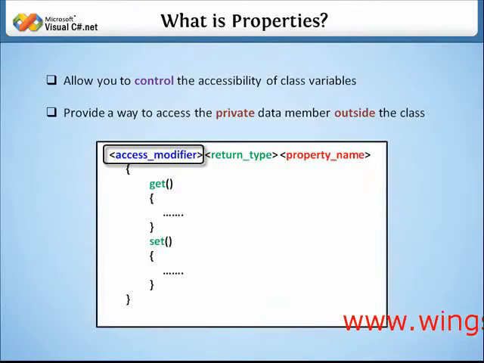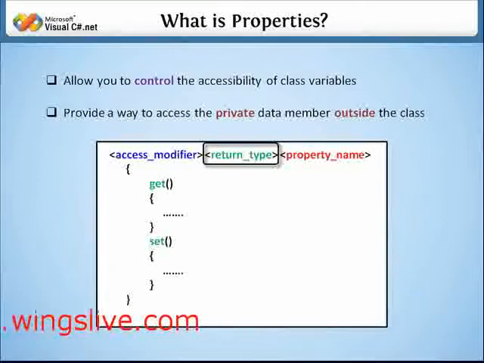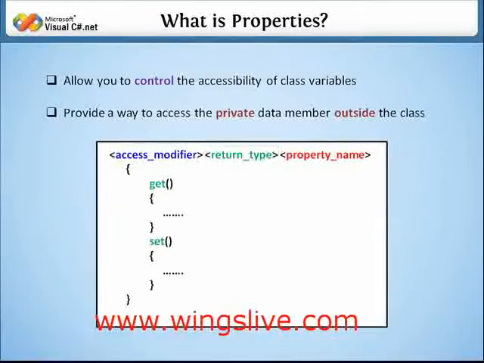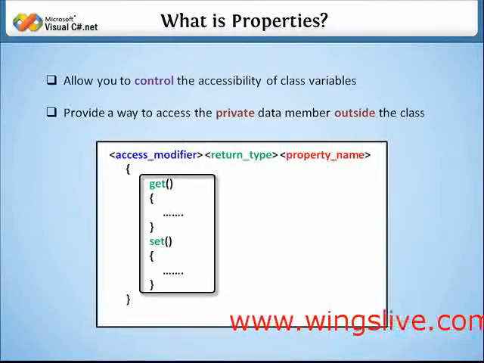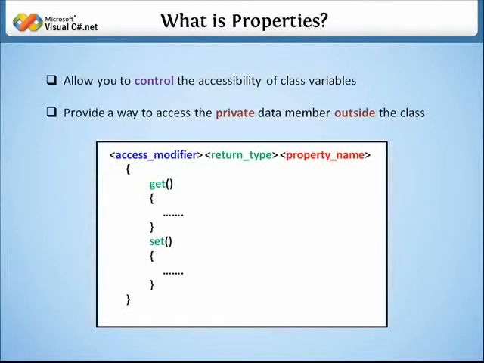Here, the access modifier can be private, public, protected, or internal. And the return type can be a valid C-sharp type. And the get and set are accessors used to assign and return a value. Now let's discuss this with an example.